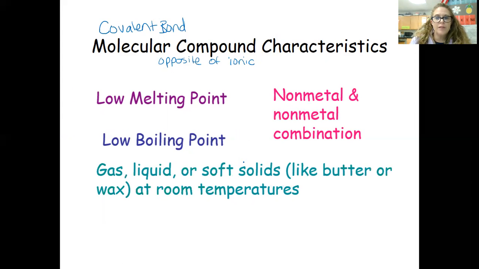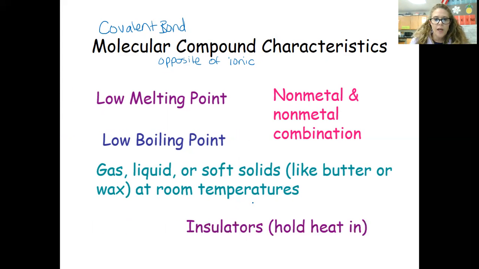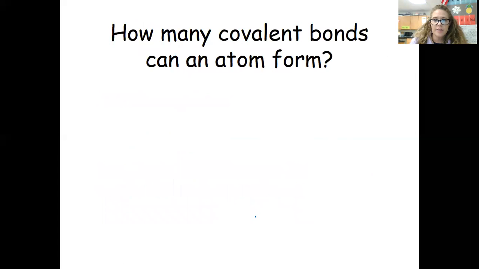And we have a nonmetal and nonmetal combination, right? Everything to the right of the staircase with the exception of hydrogen, because hydrogen is a nonmetal, even though it's over on the left-hand side of the periodic table. And these do not conduct heat and electricity. These are considered insulators, so they do not conduct electricity. So how many covalent bonds can an atom form?